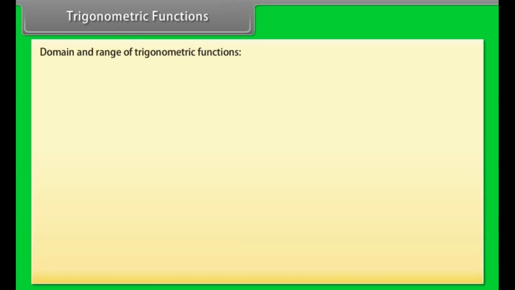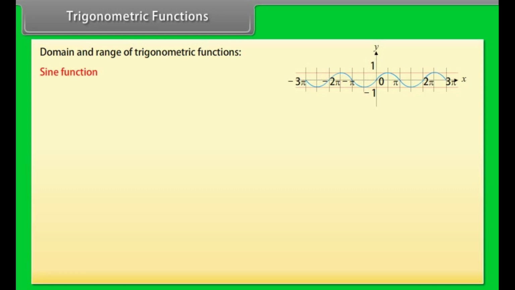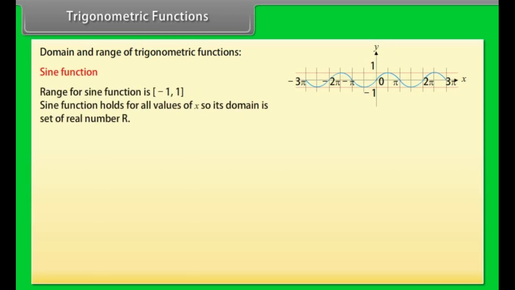Trigonometric functions. Domain and range of trigonometric functions. As we have studied earlier, an angle can be considered as a real number, so we denote the angle by x, not by theta. Sine function. Range for the sine function is -1 to 1. The sine function holds for all values of x, so its domain is the set of real numbers R.